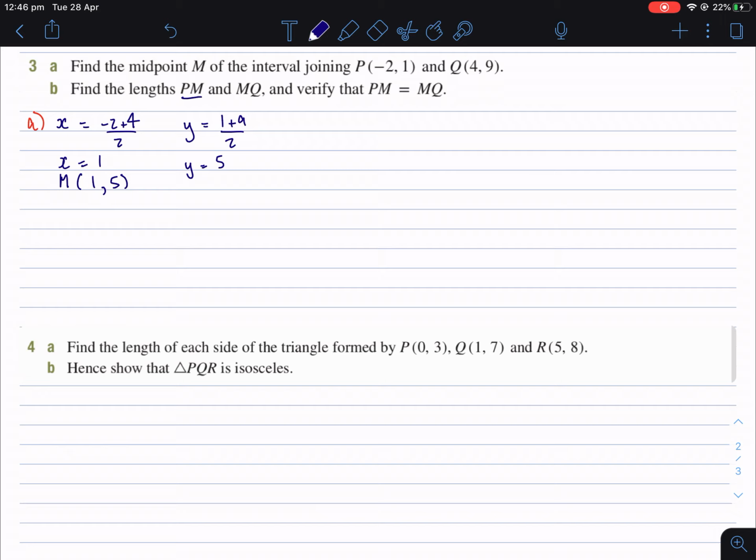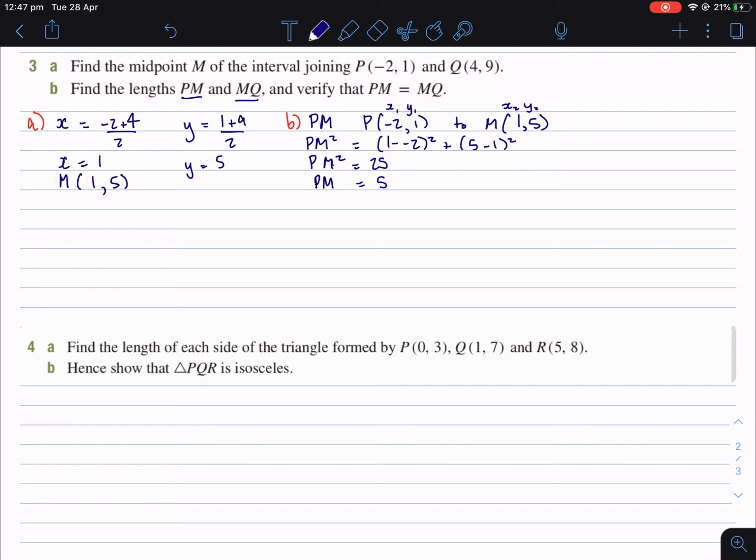And now they'd like us to find the lengths PM and MQ. So PM is from P, minus 2, 1, to M, 1, 5. So this is my X1, Y1, X2, Y2, yeah? So PM squared is going to be negative 2, 1 take negative 2 squared plus 5 take 1 squared. So PM squared equals, chuck exactly that in your calculator. So I've got 1 take negative 2 squared plus 5 take 1 squared, 25, which means PM is 5 units long. And now let's do MQ.